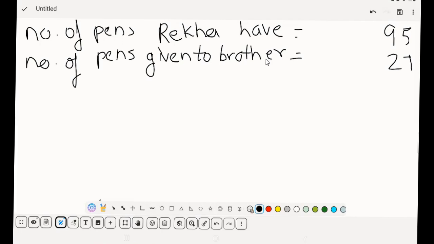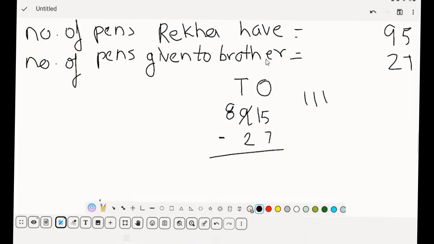So write the number in TO pattern, then 95 minus 27. Now we need to subtract. 5 minus 7. Simply, we cannot subtract 7 from 5. Then we need to take a borrow. Then 9 becomes 8. That is a borrowing. And this 5 becomes 15. Now we need to subtract 7 from 15. So we will simply draw the 15 lines.